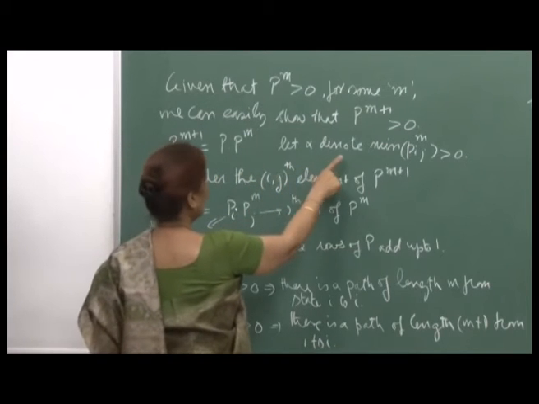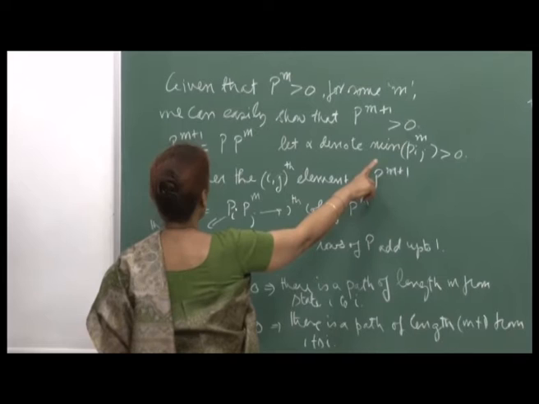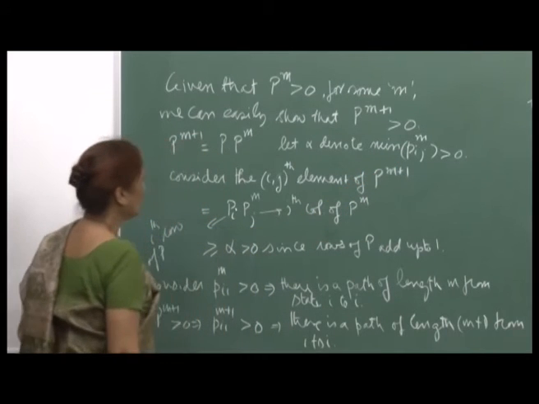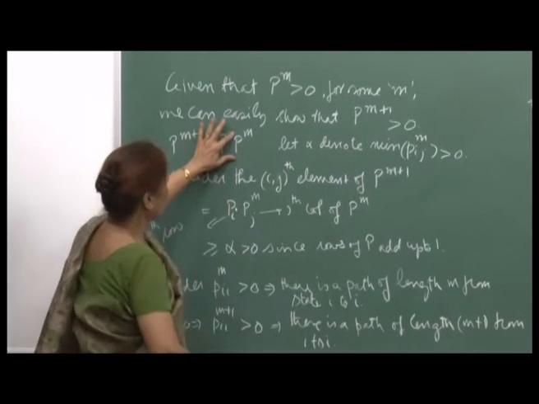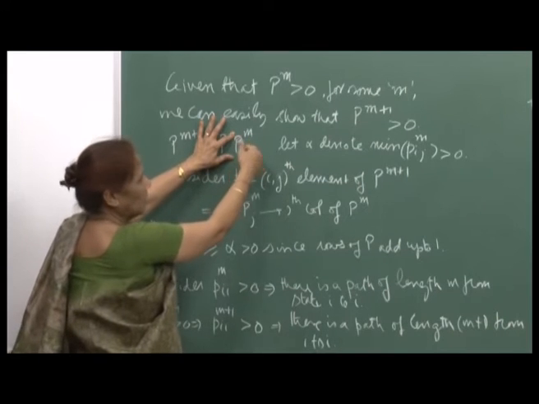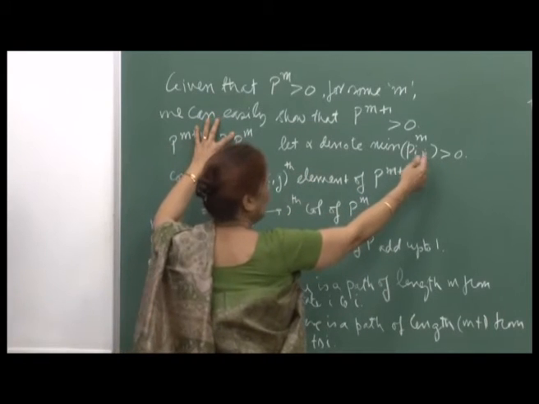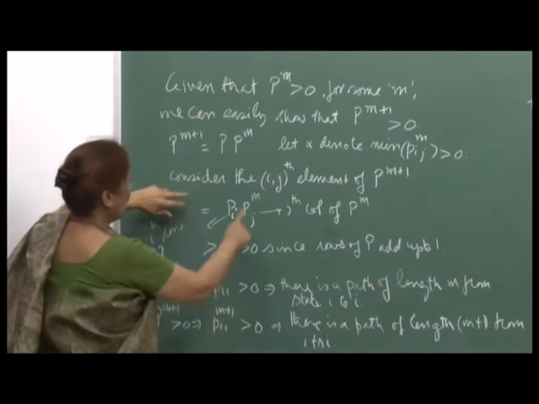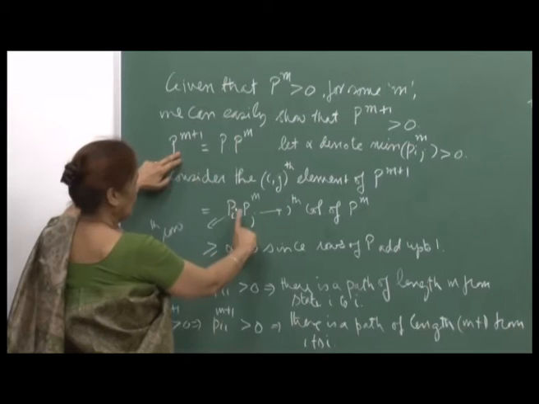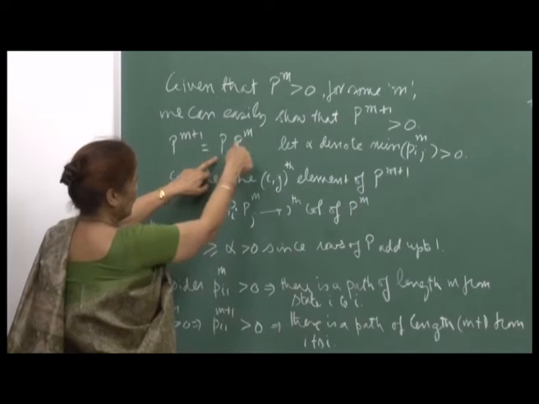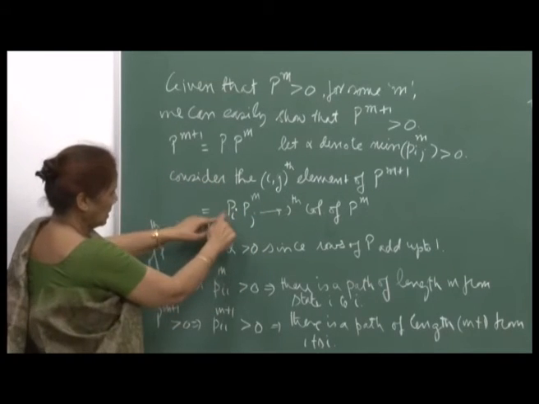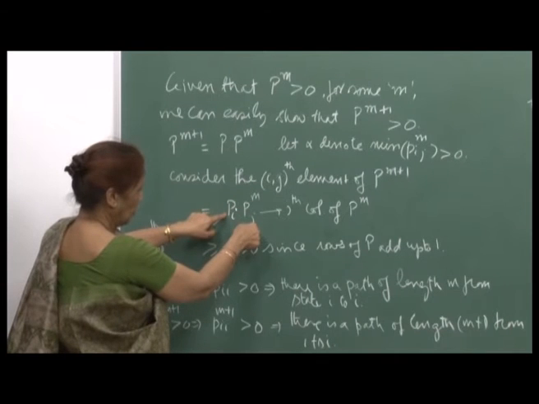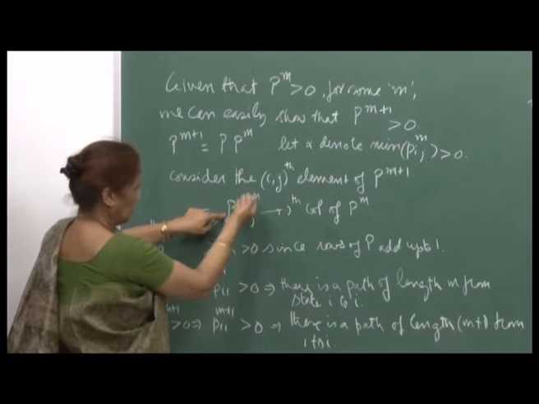Now, let alpha denote the minimum of the p_ij^(m), which is greater than 0. Because every element of P^m is positive, take the smallest one, and that smallest one I am denoting by alpha, and that will be positive, right. Now, consider the ijth element of P^(m+1). That will be the ith row of P multiplied by the jth column of P^m, right. Now, you see that when you multiply the ith row with the jth column, replace each entry of the jth column by alpha, because all other elements are bigger, right.